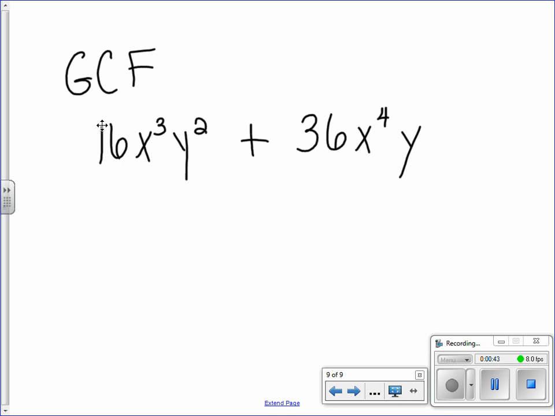Alright, I'm just looking to get a GCF. That's all I want to get out of this, the greatest common factor. This is on the ACT, right? Yes, it is on the ACT.